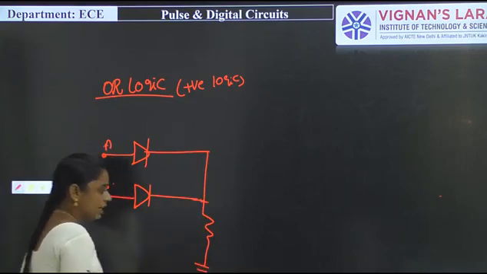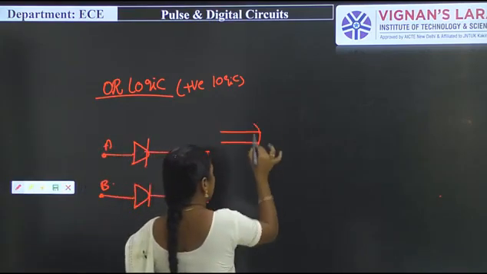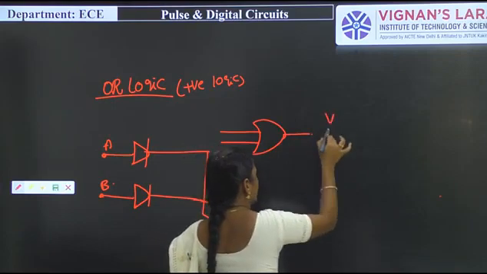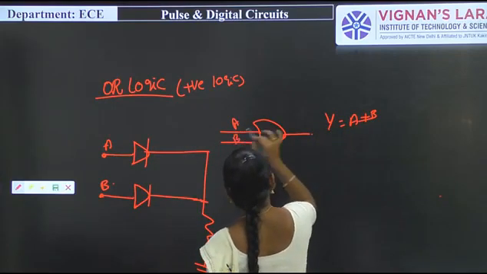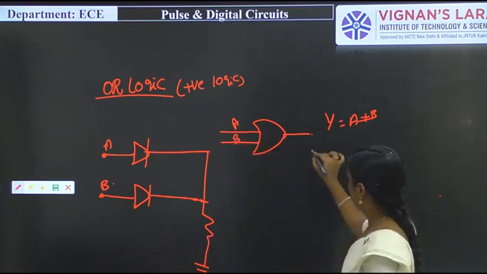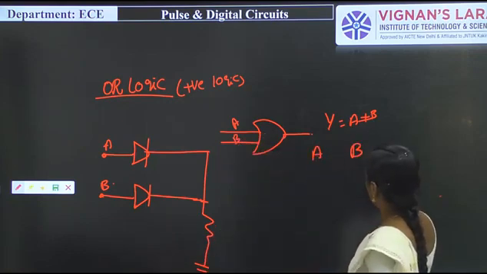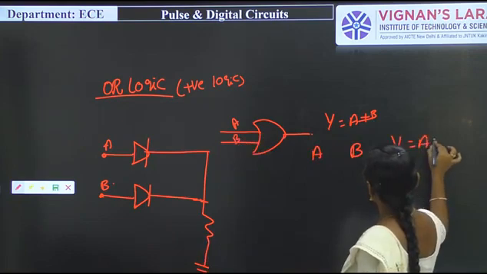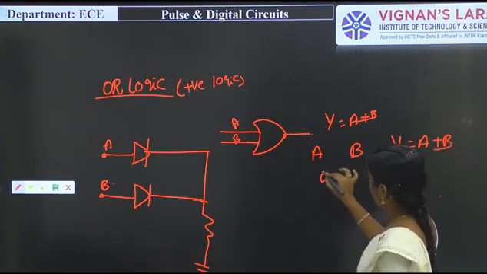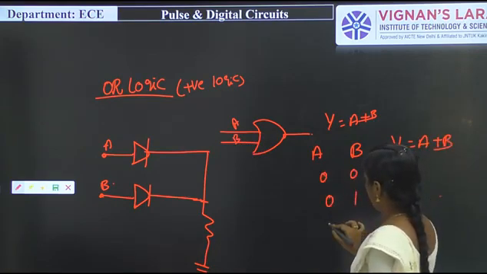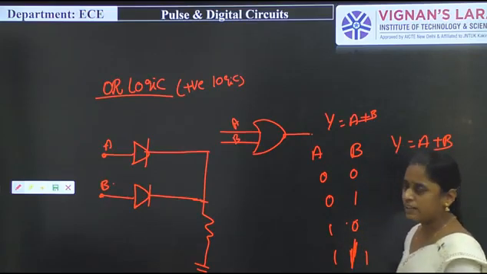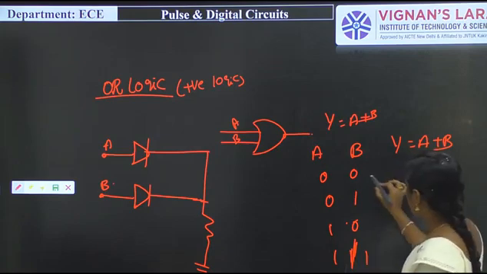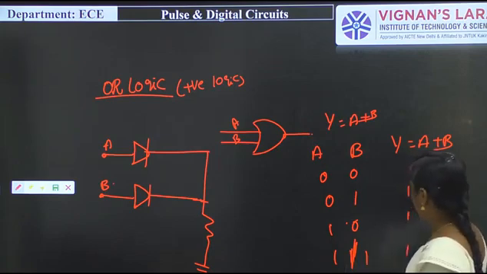What is the gate? OR gate. What is the function of this OR gate? Y is equal to A plus B, and this one is A and B. And what is in a truth table? A, B, Y is equal to A plus B. That is 0 0 0, 0 1 1, 1 0 1, and 1 1 1. So for this, if any of the input signals is 1, the output will be 1.